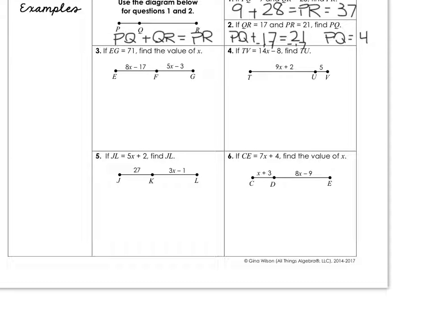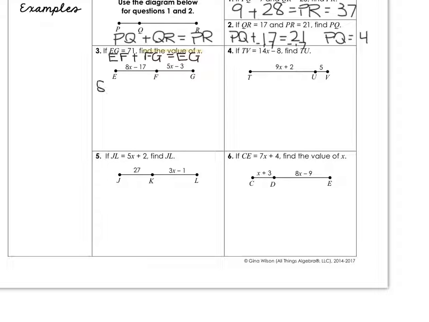Now let's try some that are a little bit more involved with some algebra. We have to make sure that we pay attention to what it's asking for. This is just asking for the value of x. So write our segment addition, EF plus FG equals EG. Substitute in our parts.